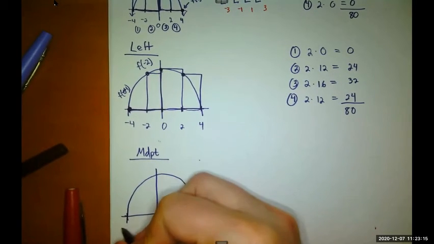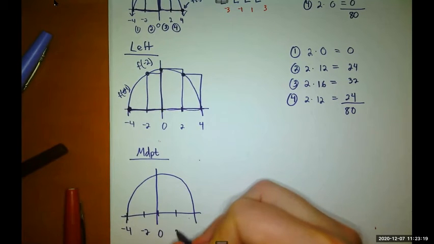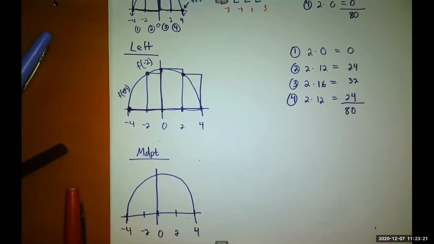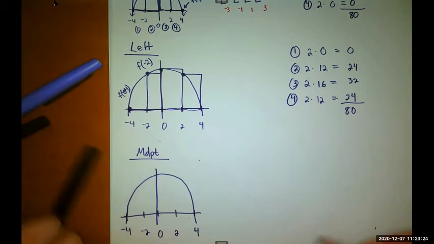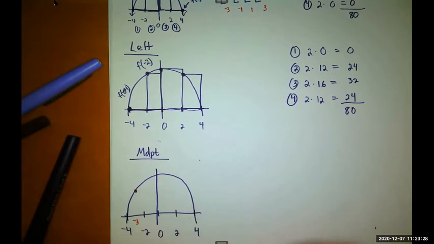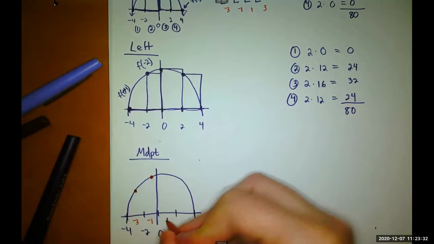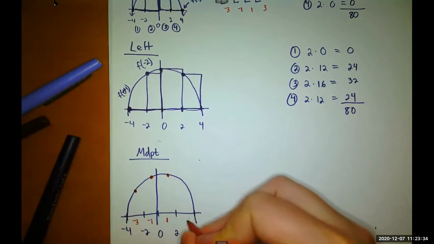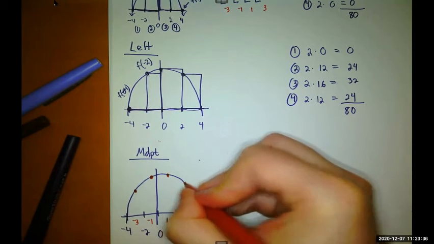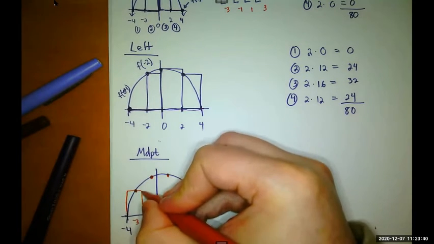So if I've got -4, -2, 0, 2, and 4 on here, we're going to be doing the midpoints at -3. That's my first height. At -1, that's my second height. At +1, that's my third height. At positive 3, that's my fourth height. The rectangles look like that.